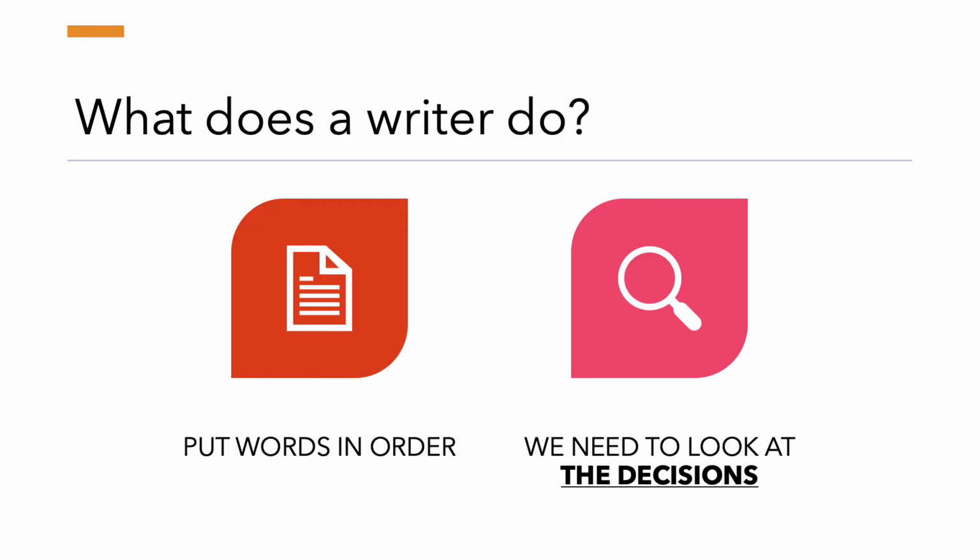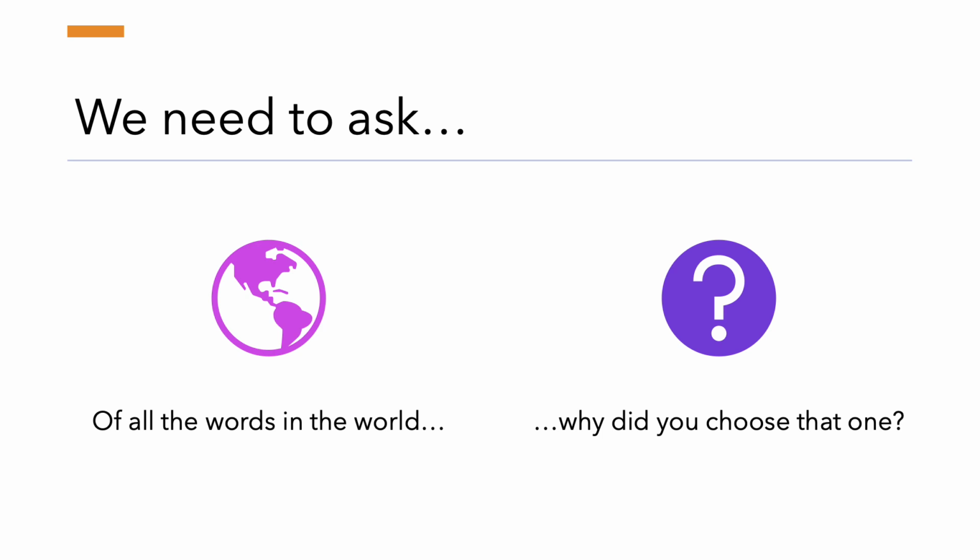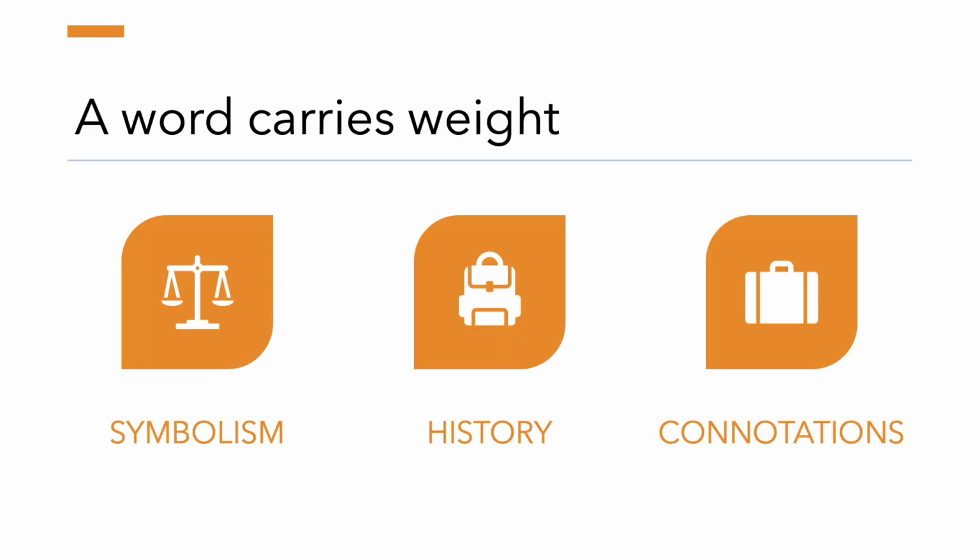So, what does a writer do? They put words in order. To understand how they've done it, we need to look at those decisions. We look at the words and we look at the order in which the words have been put on the paper. So we need to ask ourselves, of all the words in the world, why did you choose that one? Let's think about a word itself. And any word carries huge amounts of weight, metaphorically, huge amounts of weight. Any word has so many things associated with it.